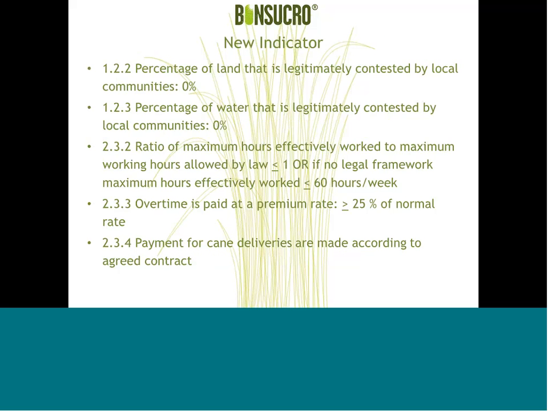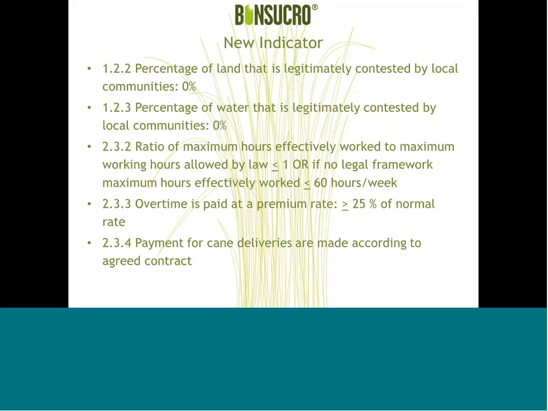So now I'm going to show you the new additions to the standard, the new indicators that were not present in version 3 of the standard and that now become part of the new version of the revised standard. The first one is that the percentage of land that is legitimately contested by communities is 0%. There mustn't be any land that is legitimately contested by local communities. Number 2 is the same, related to water. The percentage of water that is legitimately contested by local communities should be 0%.